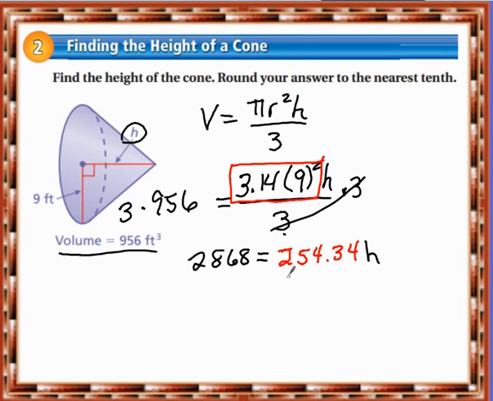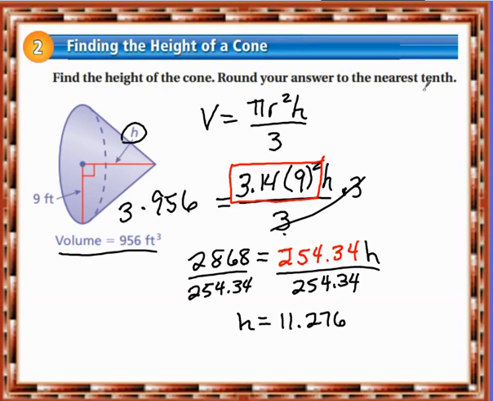So then solving this, we have to divide by 254.34, divide by 254.34, and we will find that our h is just a little bit more than 1,000. Whoops, I was just looking at the first part of 2,868. This is going to be around 10, right? Divide by 254.34 equals, it comes out to be 11.276. Again, to the nearest tenth would make it 11.3, because the 7 is larger than 5. We will round up. And because height is just one dimension, my answer would be feet. So 11.3 feet.